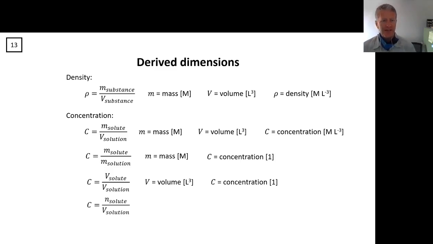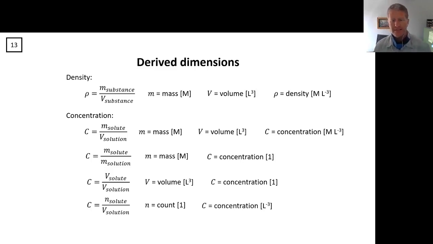You could also have molarity, which is the number or the count of molecules of the solute divided by the volume of the solution. Again, that n is a count. It has units of moles, but it's just a unitless number because it's just a count. The volume in the denominator is length cubed, so a concentration in molarity just has the dimensionality of per volume. There's nothing in the numerator, just a per volume.